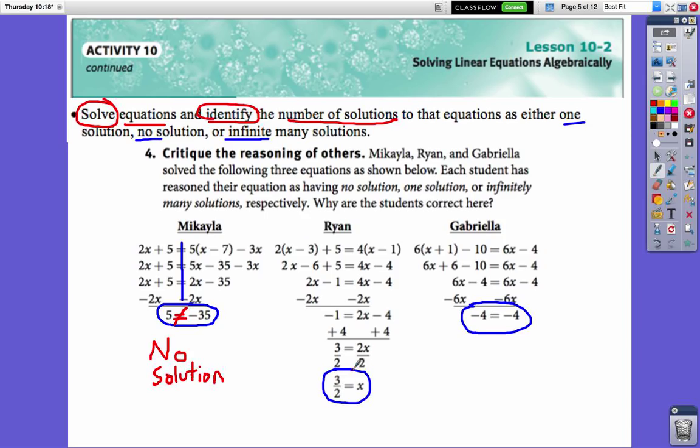Ryan's solution is what we've typically been seeing here. This equation has one solution. The only solution to this equation is 3/2. That is the only value for x that will make both the left and the right side of the equation equal to each other.